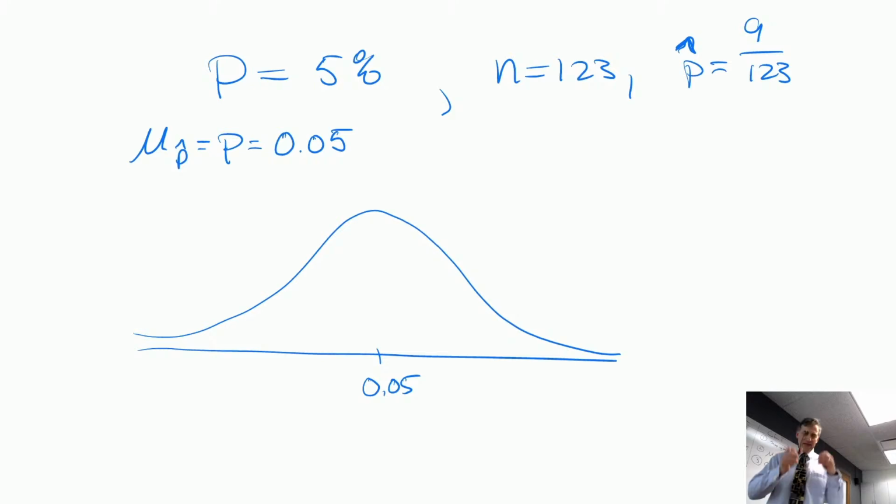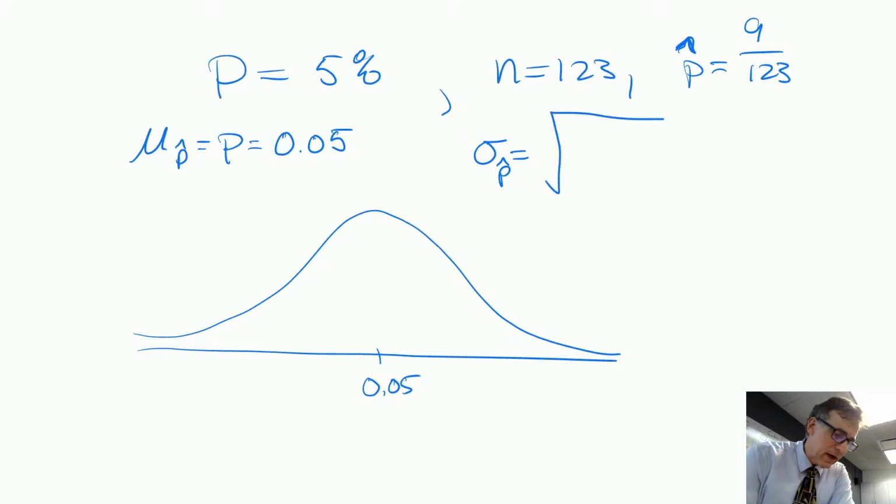I'm going to have to deal with that thing. Okay, I will do it, don't worry. The standard deviation of this sampling distribution. Oh, I should have put the sampling distribution down here, p hat. How's that? Anyway, that's going to be the square root of 0.05 times 1 minus 0.05 all over n.